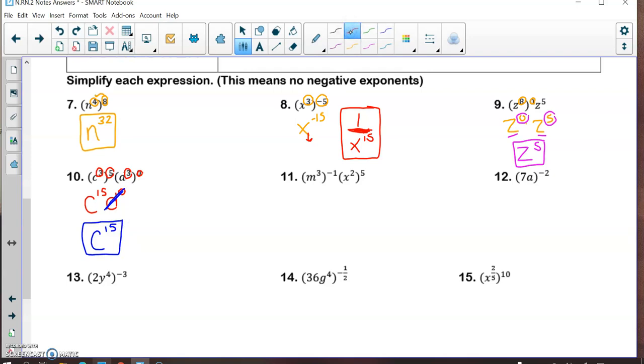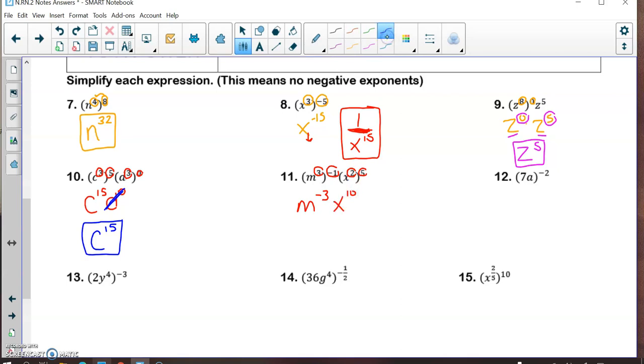All right, next one, an m to the 3rd to the negative 1st. Well, I'm going to multiply those exponents, so I get an m to the negative 3rd power, and then an x squared to the 5th, I multiply those 2 exponents, and I get an x to the 10th power.